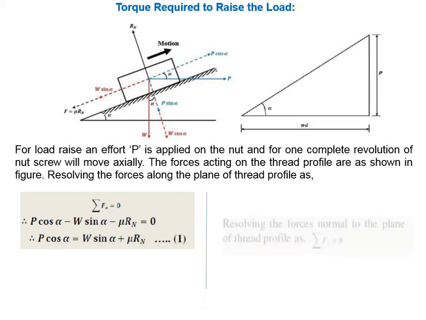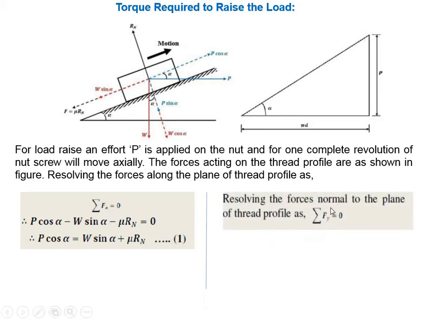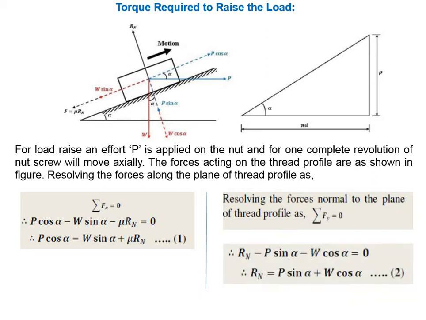Now resolving the forces normal to the plane of the thread profile, we take the summation of all the vertical forces. Here Rn is going upward, and the upward direction we will consider as positive. Then minus P sin alpha, it is going in the downward direction, that's why there is a negative sign.